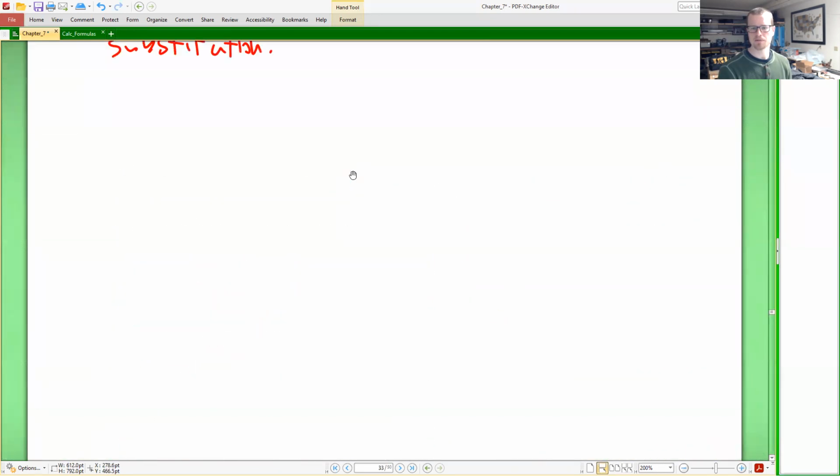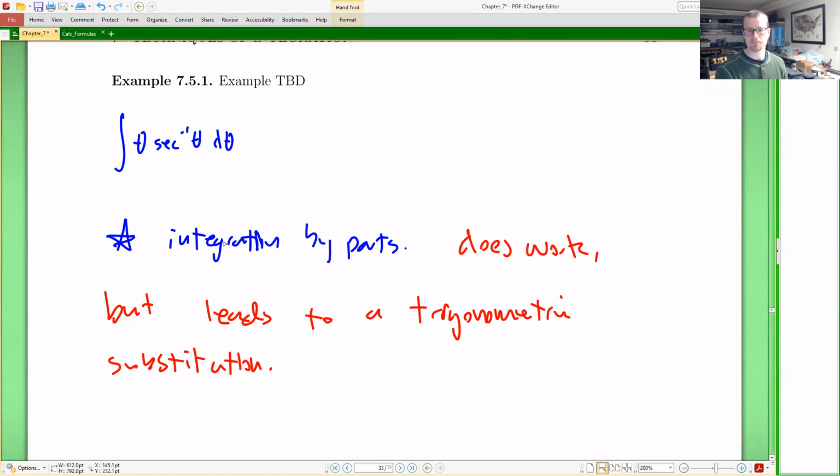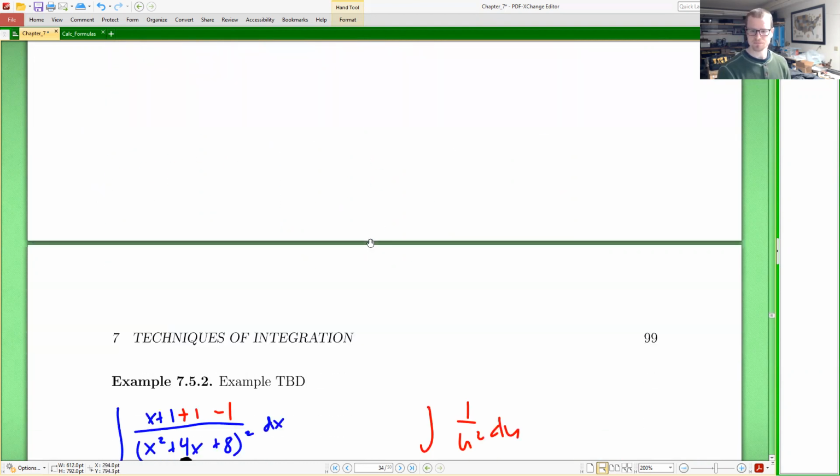So if we review here quickly, in our first example, integration by parts makes sense. Polynomial times transcendental function. It does work. It leads to a trigonometric substitution.